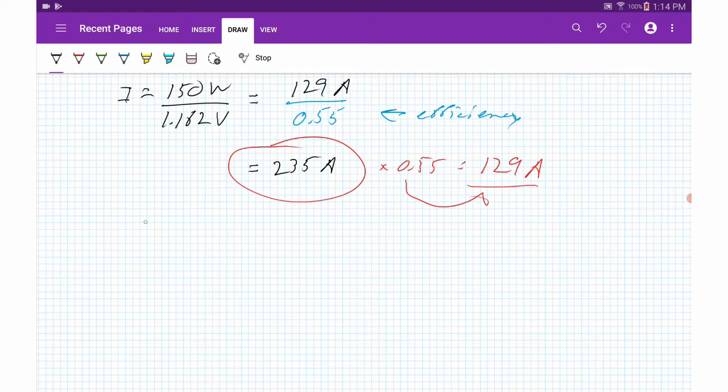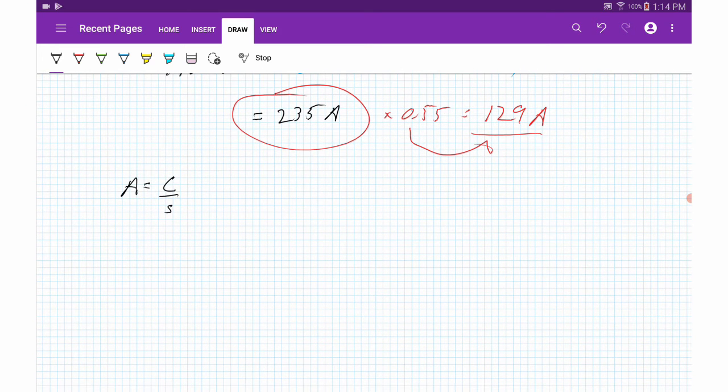Now what do we do with it? Well, an amp is a coulomb per second, and this is simply just a series of unit conversions. So we are going to take 235 coulombs per second, and let's start working with units. Let's get them to things that we know. Well, we can convert to moles of electrons using Faraday's constant, 96485 coulombs per mole of electrons.